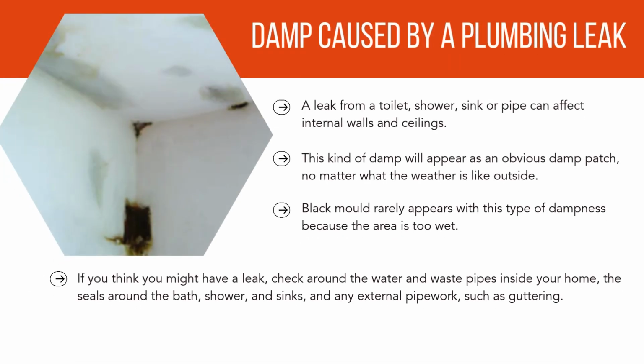Damp can be caused by a leak from a toilet, shower, sink or pipe, and it can affect internal walls and ceilings. This kind of damp will appear as an obvious damp patch, no matter what the weather is like outside. Black mould rarely appears with this type of dampness because the area is too wet. If you think you might have a leak, check around the water and waste pipes inside your home, the seals around the bath, shower and sink, and any external pipework such as guttering.